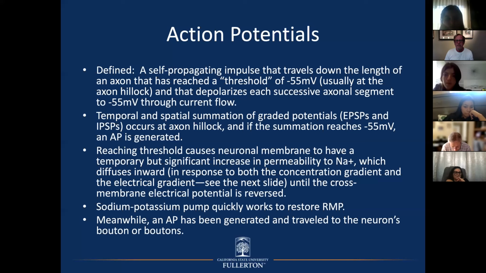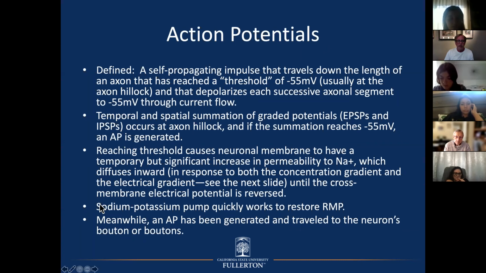Then what happens? What happens is you get the action potential. It travels down the axon and it propagates itself. And it gets down to its bouton and it secretes the transmitter substance, whatever that is for that cell, which in turn generates an IPSP or an EPSP on the next cell. Okay, so that's kind of the pattern.